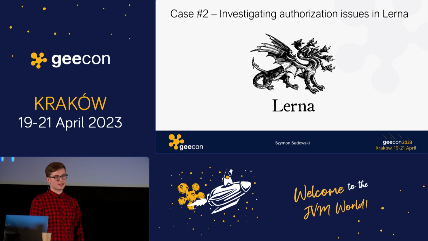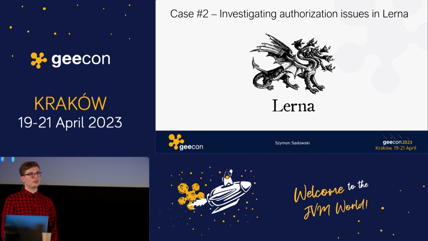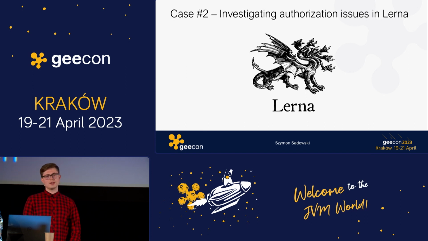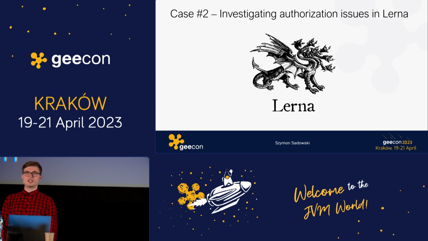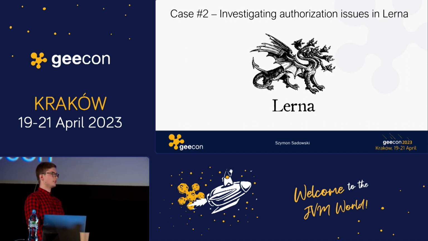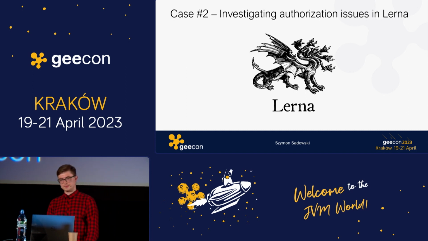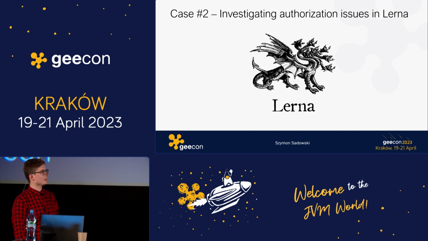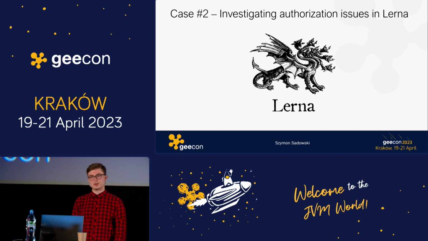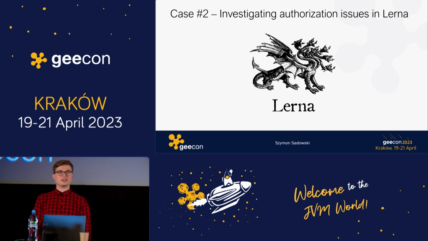One time I had this case with Lerna. Lerna, if you don't know, is a build system for managing JS monorepos. And I was trying to set it up in conjunction with our company's internal NPM registry. I tried all of the configurations I found in the documentation, tried everything. Still, I was getting some unauthorized errors.